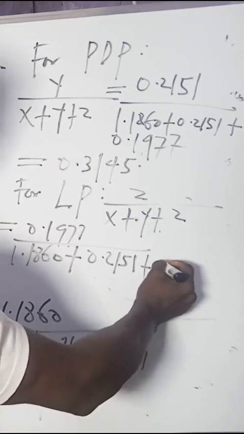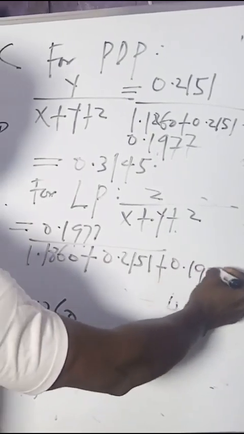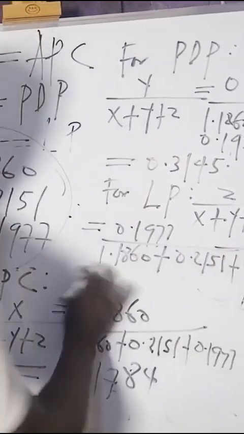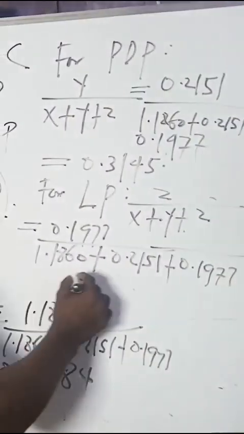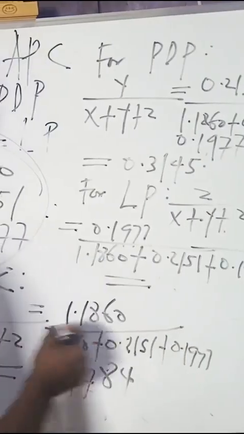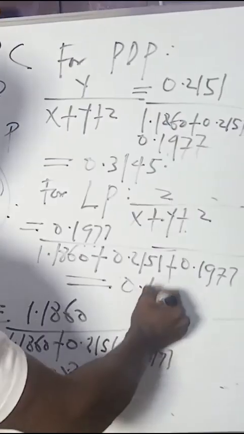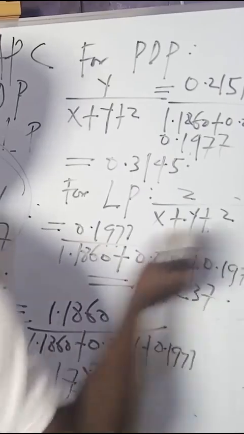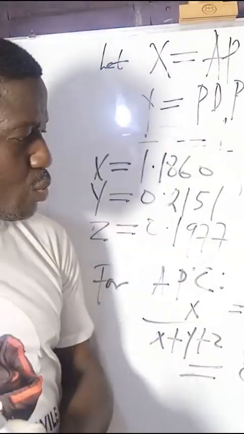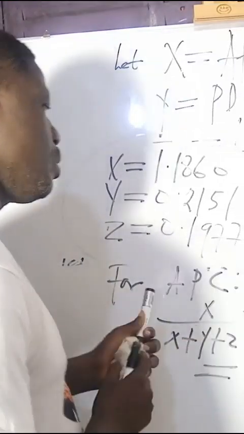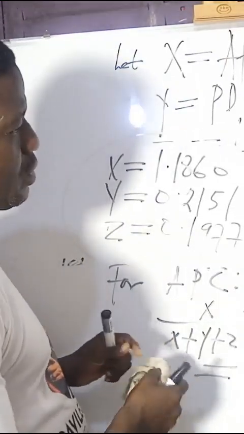0.2151 plus 0.1977. So by the time you carry out the arithmetic manipulation, what are you going to have for the Labour Party? 0.123 and of course 7. So these are the percentage ratios, otherwise called the ratios of the three political parties.